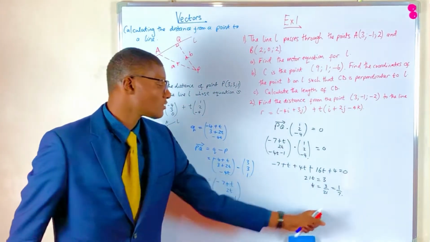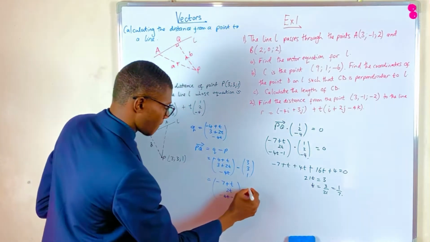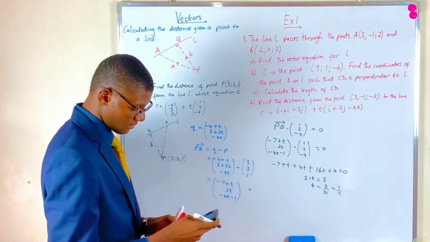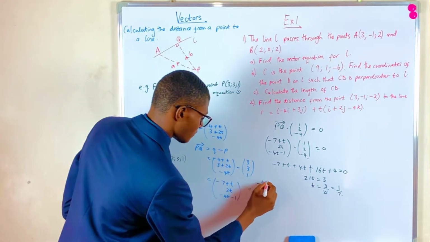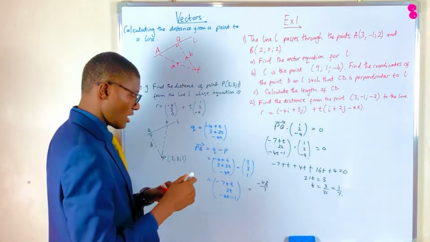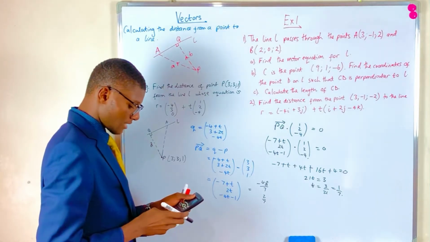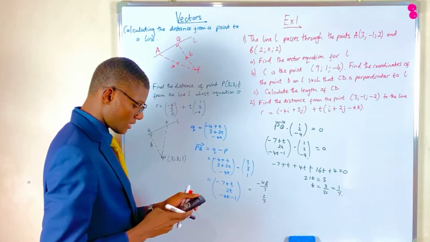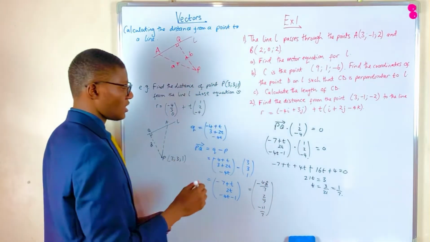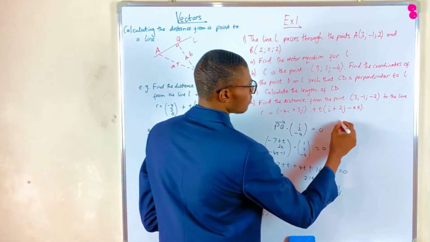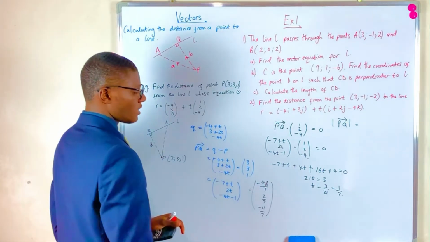So now we can substitute the value of t in our PQ, such that PQ is -7 + 1/7, which gives us -48/7, and then 2 times 1/7, that's 2/7. Then -4 times 1/7 minus 1 gives us -11/7. So this is our PQ, such that if we now need to calculate the magnitude of PQ, we're simply saying the square root of this squared plus this squared plus that squared.